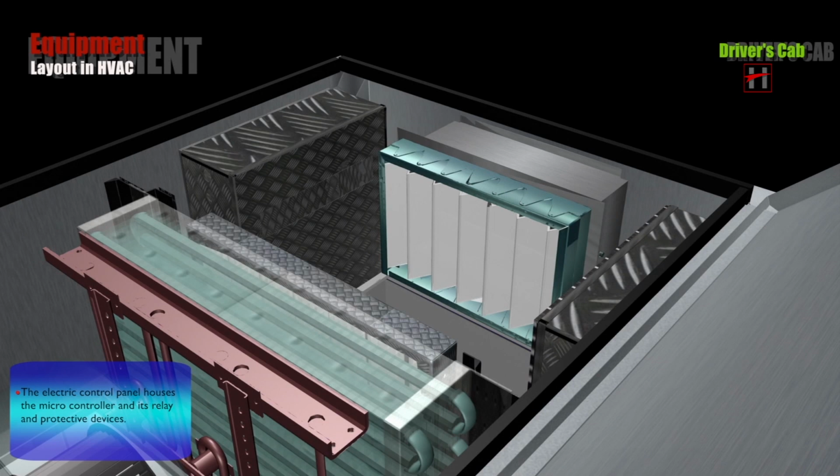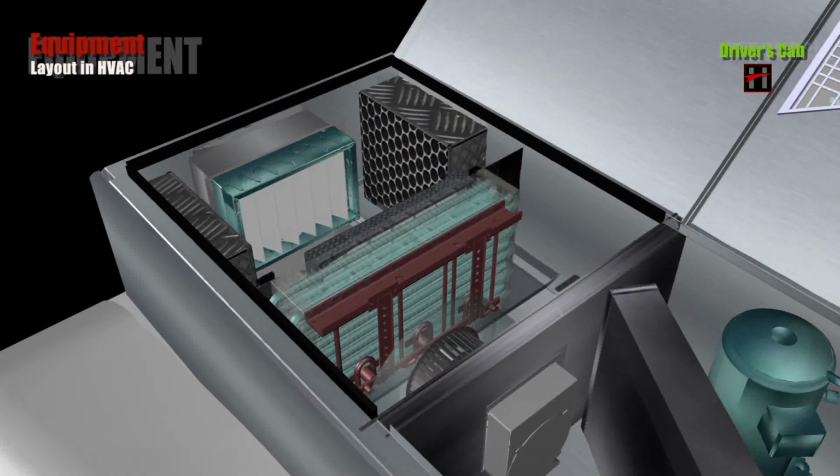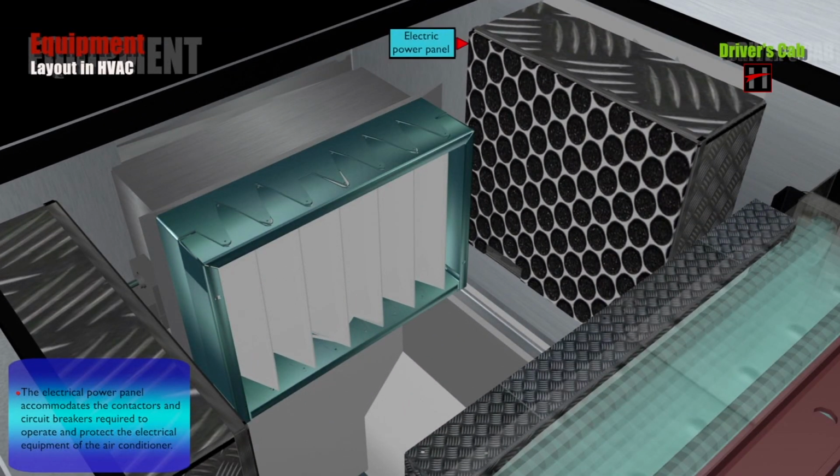The electrical control panel houses the microcontroller and its relay and protective devices. The microcontroller communicates with the train information system TIMS through an RS485 serial communication interface. The electrical power panel accommodates the contactors and circuit breakers required to operate and protect the electrical equipment of the air conditioner. The circuit breakers can be monitored through a window in the front cover of the power panel.